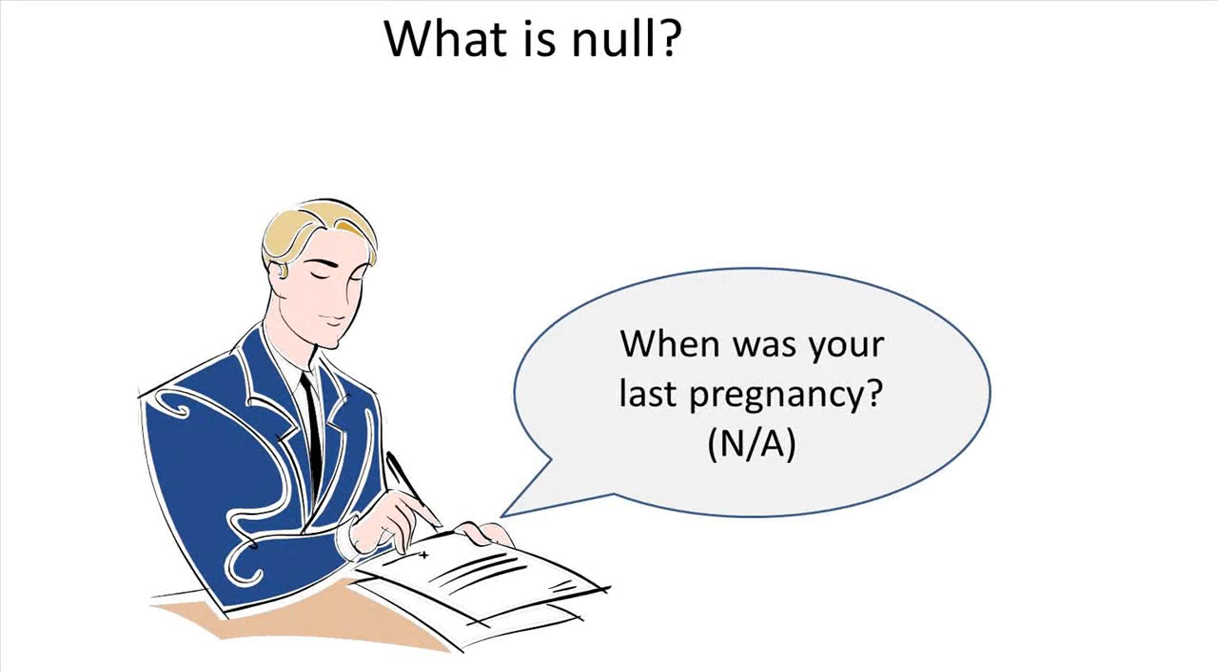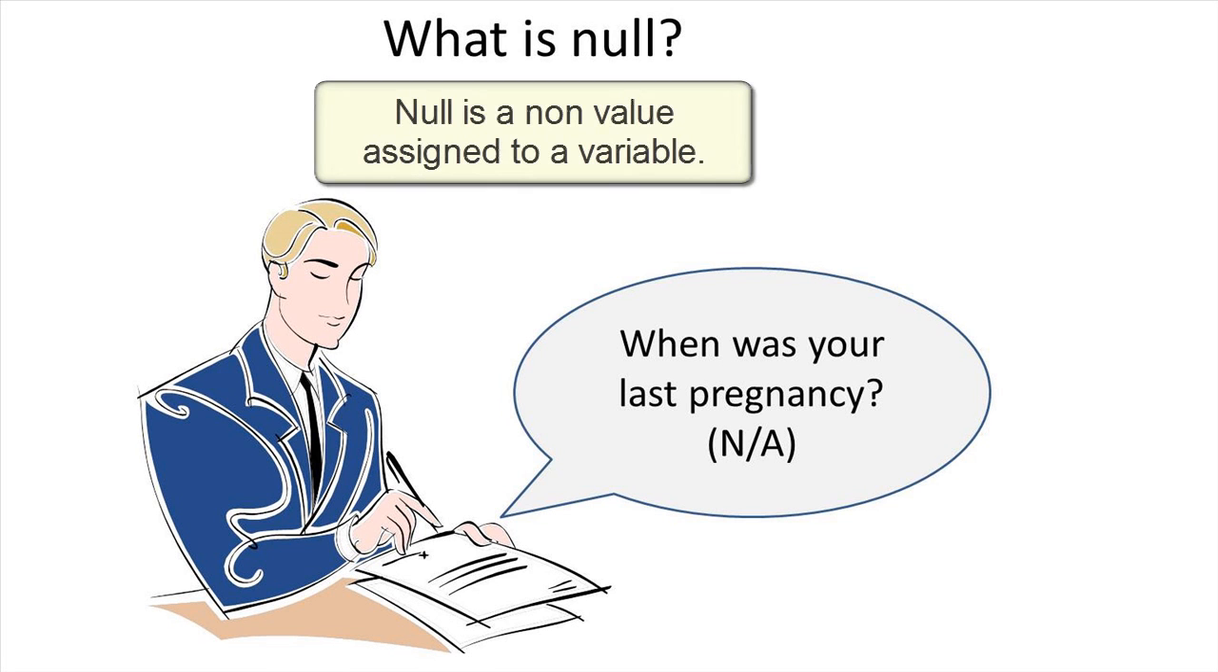This application is generically asking this man, when was your last pregnancy? The appropriate answer for him is NA or non-applicable. We may come across a situation where we have to answer NA or non-applicable because we don't want to or cannot accurately answer that question. We leave it blank. In most programming languages, when we don't want to assign a value to a variable because it is unknown or unanswerable, it is called null.